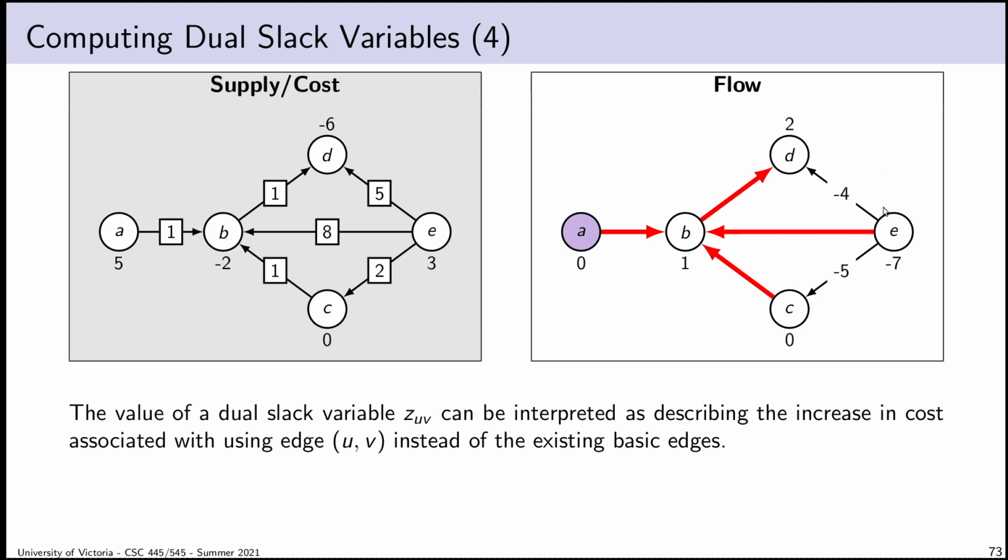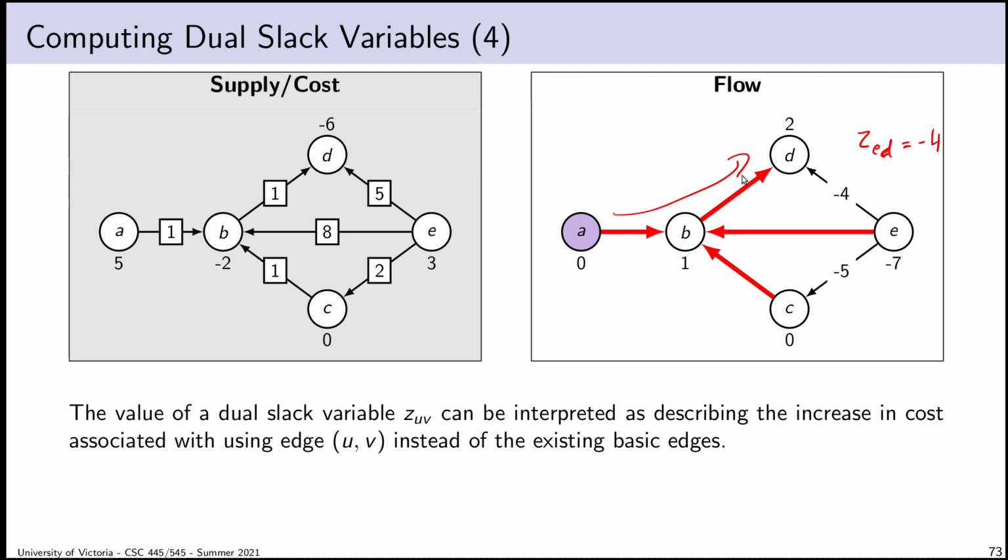And there is an interpretation. It's a little bit more abstract than the other variables, but I think it's an interpretation that we can benefit from. If we take a look at one of these dual slack variables, let's look at the value of Z_D. So Z_D here is equal to -4. What we can do is view the value of Z_D as being the increase in cost associated with getting flow to vertex D via this arc, the non-basic arc associated with the dual slack variable, instead of however it's already getting there. So in this basis, we're assuming that if I want to send flow to vertex D, I send it through the spanning tree, so this way.